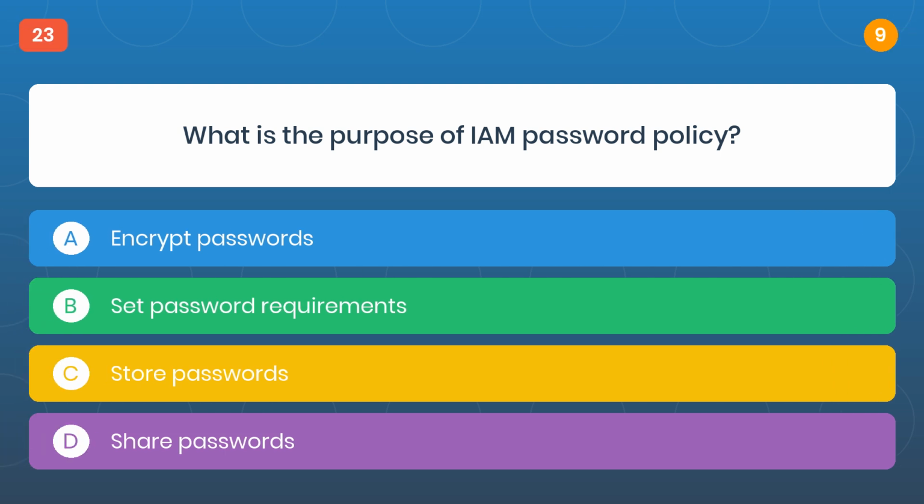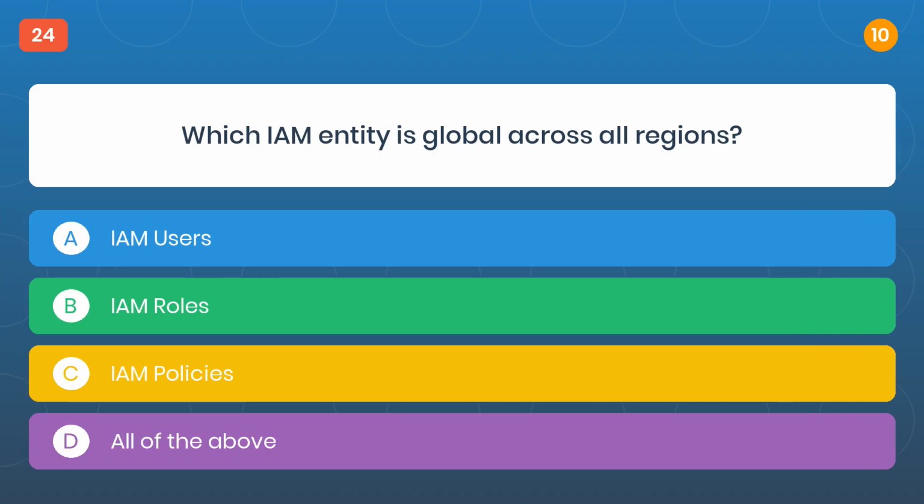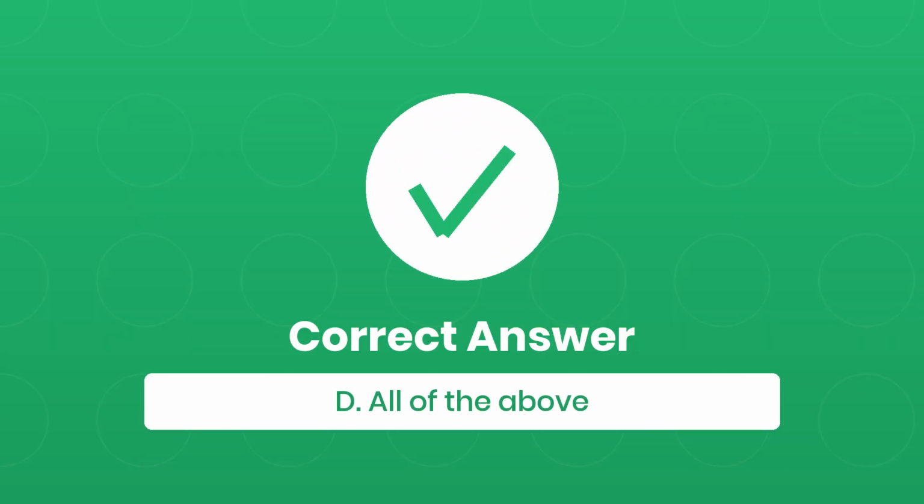Question 23. What is the purpose of IAM password policy? The correct answer is B, set password requirements. Question 24. Which IAM entity is global across all regions? The correct answer is D, all of the above.